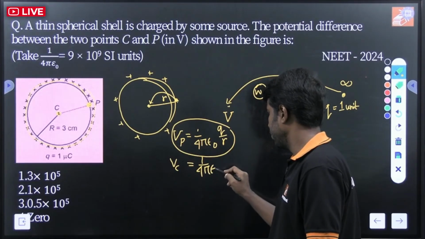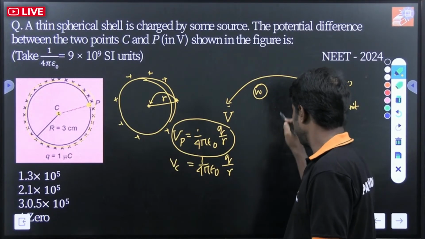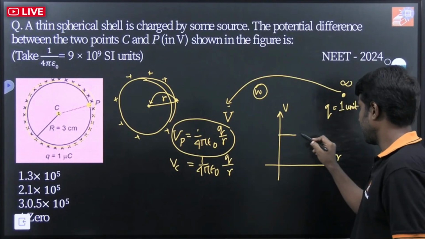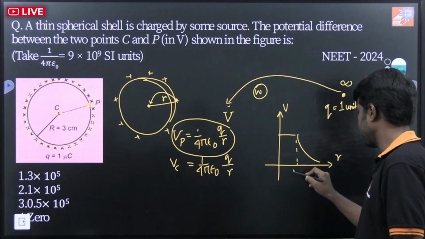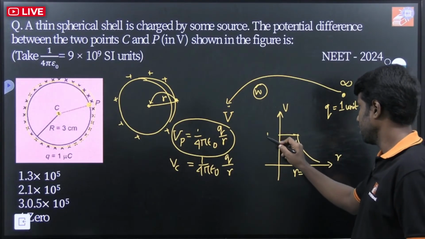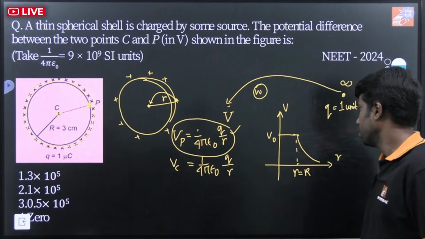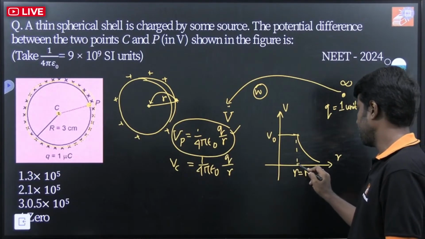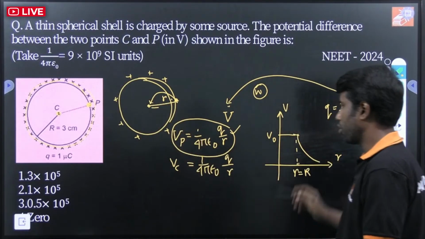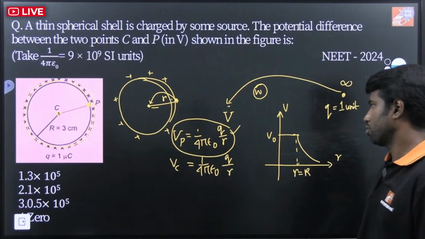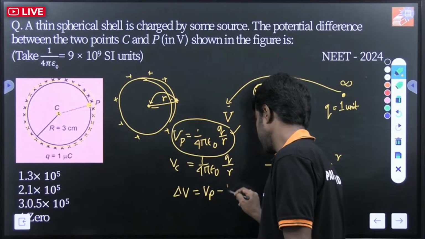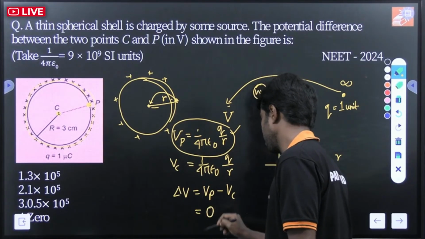And one more thing we have done, we have plotted V versus R for a shell. It was like this. This point was small r equal to capital R. Up to the surface, the potential is V naught, where V naught is this value. So from the center to the distance capital R, the potential will remain the same because the same work is done to bring the charge from infinity to that point. So of course the potential difference delta V is equal to VP minus VC, which is equal to 0.